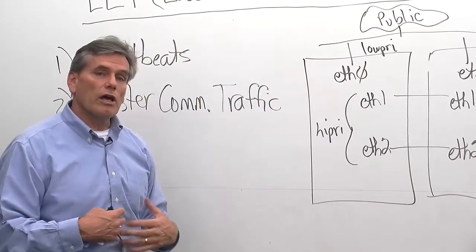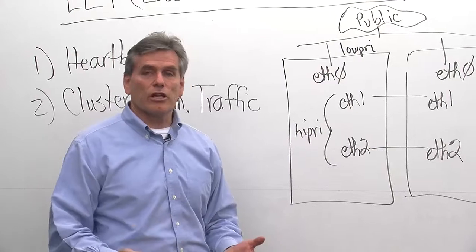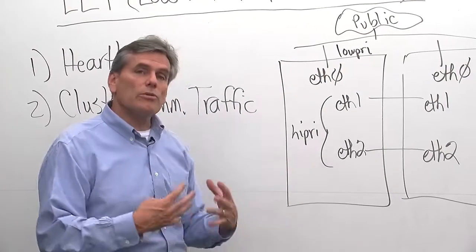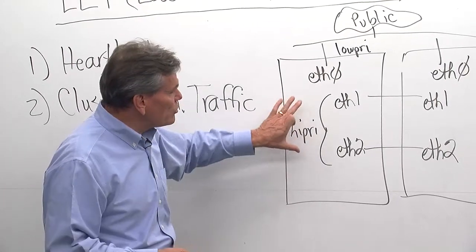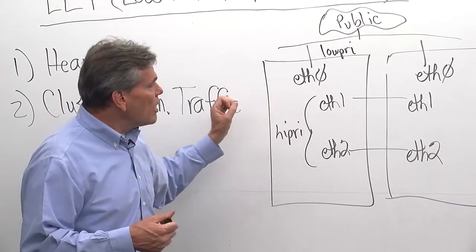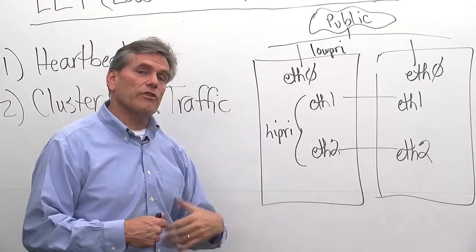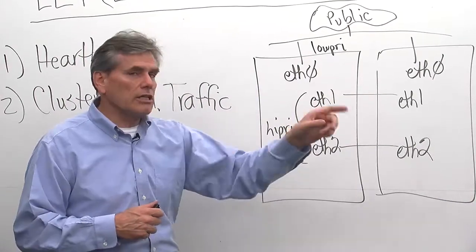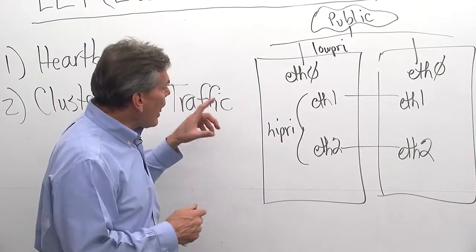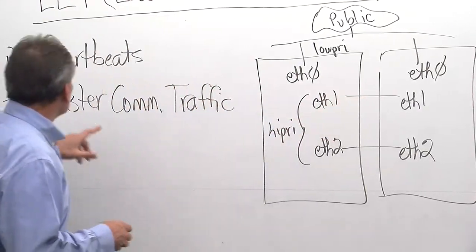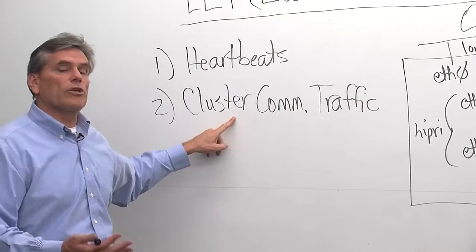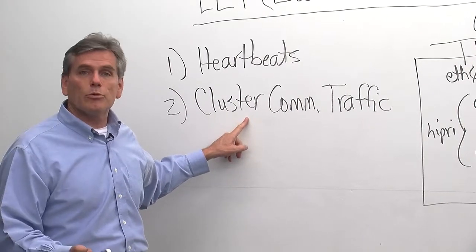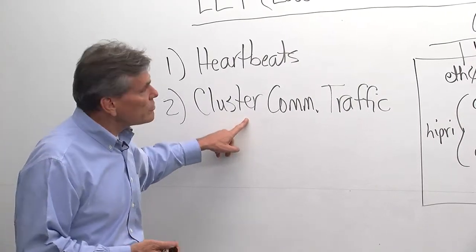All told, LLT can have up to 8 interconnects. This is really what we like to see. We'd like to see at least 2 high-pri links. And again, we're going to heartbeat by default every half a second, constantly letting all the other nodes know that. And this is the mechanism that we're going to send any of that communication traffic, like my example where a change was made in VCS.